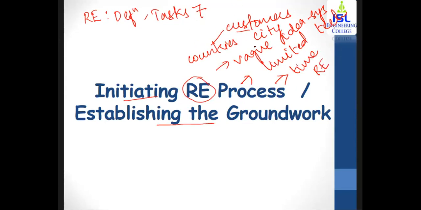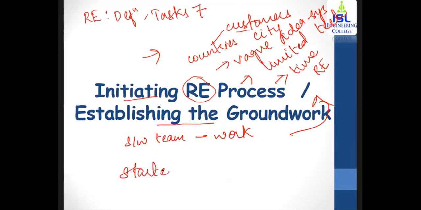Now, when you have these many limitations, the software team that is designing the software needs to work with all of these constraints. Within this initiating requirement engineering process, we are going to study the different steps required to initiate all these requirements so that the requirement engineer can get the project started and keep the project moving towards a successful solution.